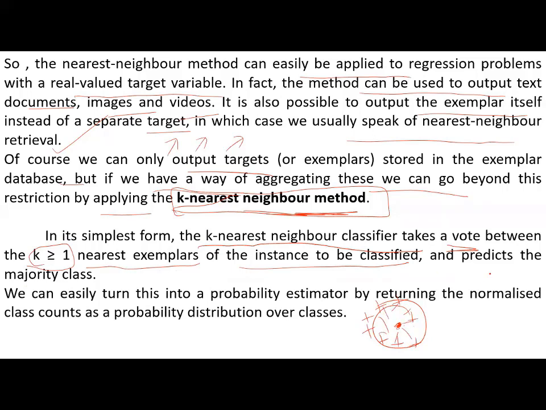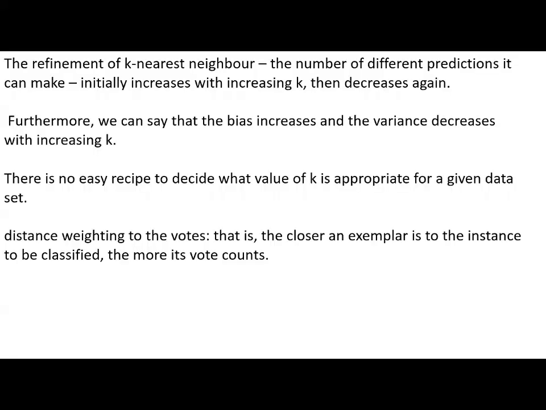All can predict the majority class. Now you take the majority. That is called voting. We can easily turn this into a probability estimator by returning the normalized class counts as a probability distribution over classes. This is called voting. Hope you understood, my dear friends.